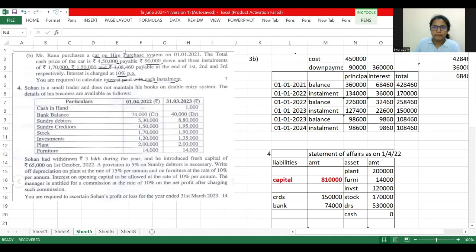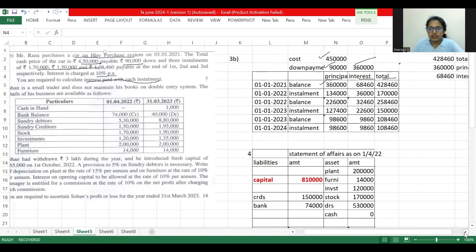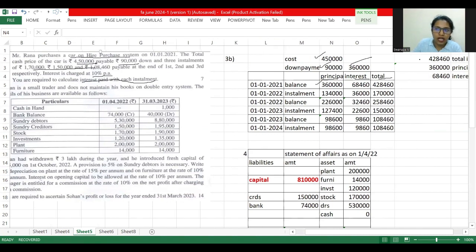Very simple question. So cost is 4,50,000. 90,000 down payment. So what is the balance principal amount? 3,60,000. So I am just bifurcating principal, interest and total here. Principal is 3,60,000. What is the sum of all the installments? The sum of all installments comes to 4,28,460. 3,60,000 is the principal amount. So the balance figure will be my interest.